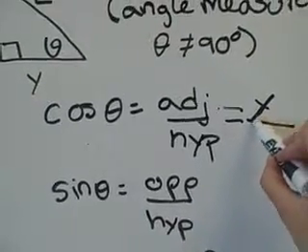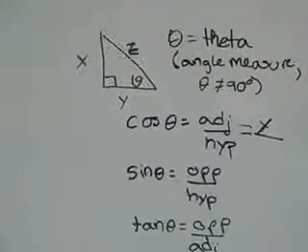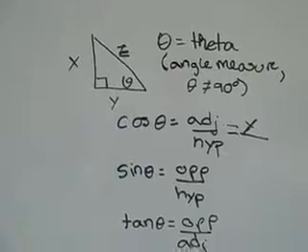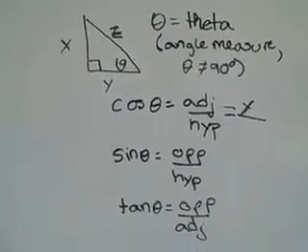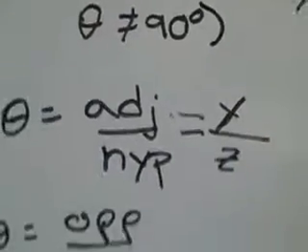That's supposed to be a Y. Now, what side in the triangle is the hypotenuse? Remember, the hypotenuse is always across from the right angle. So Z is the hypotenuse.